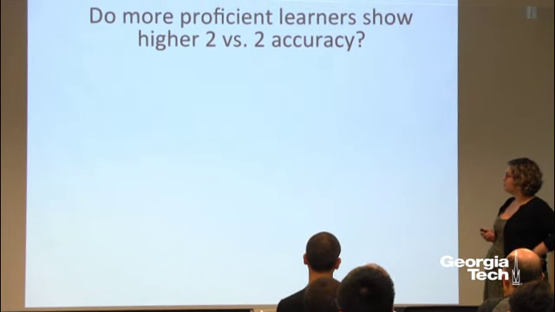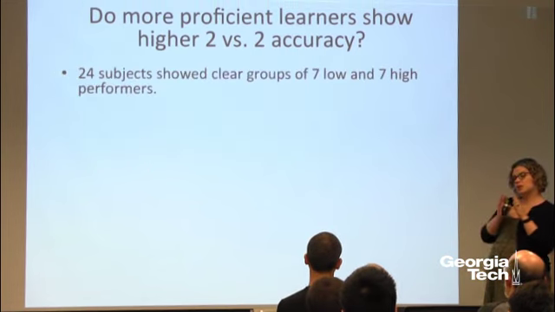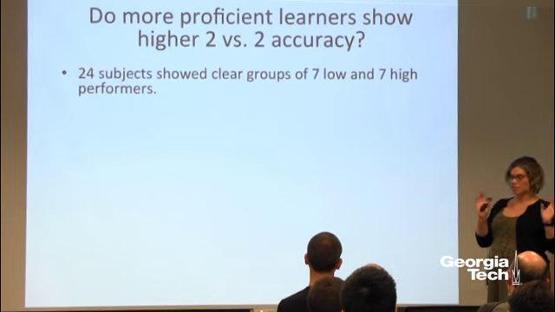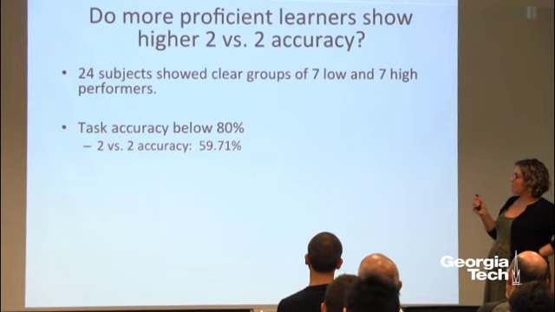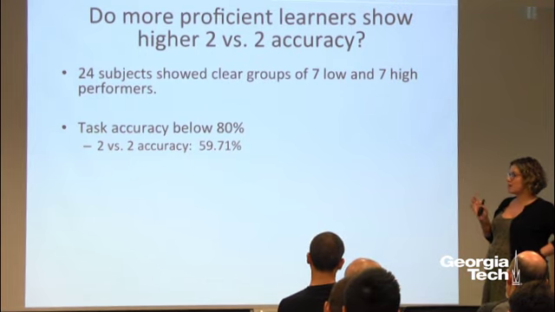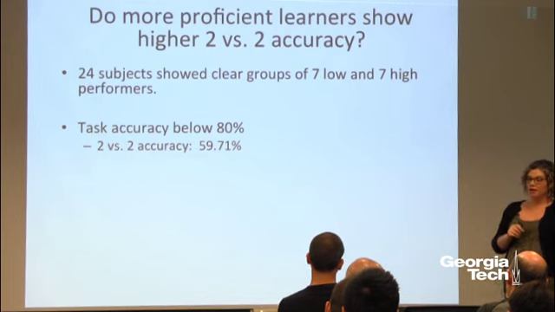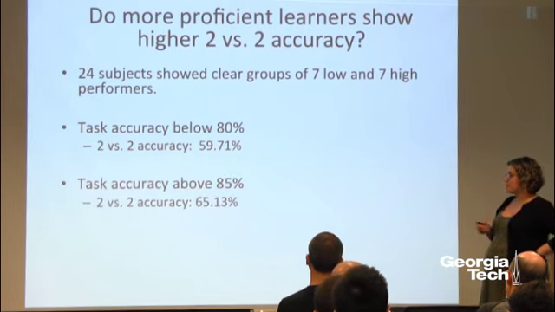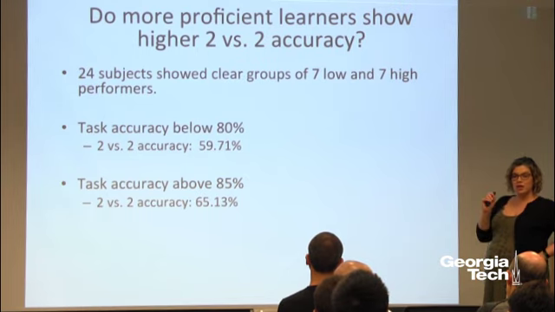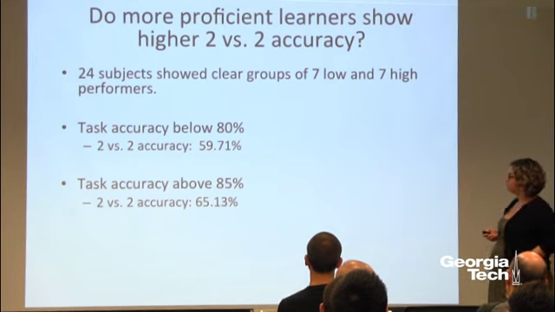We had our 24 subjects, and there was a pretty clear division of the top and bottom 7 performers, 7 worst and 7 best. We didn't cherry pick this number. We took all of those with task accuracy below 80%, and they get 2 versus 2 accuracy of 59.7, almost 60%. This would probably not pass a statistical significance test. But if we take those with accuracy above 85%, we get 65%. So there is a correlation between your behavioral accuracy, how well you perform the task, and our ability to tell in your brain whether you're making that mapping.